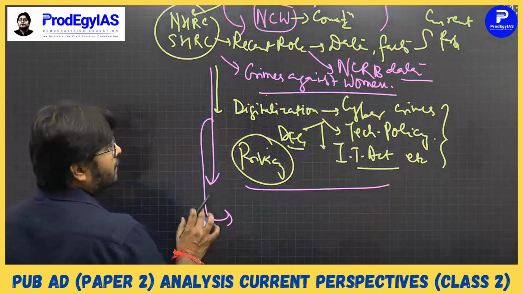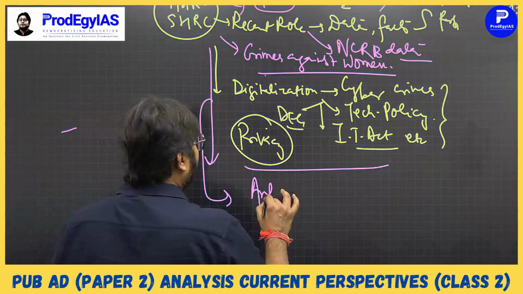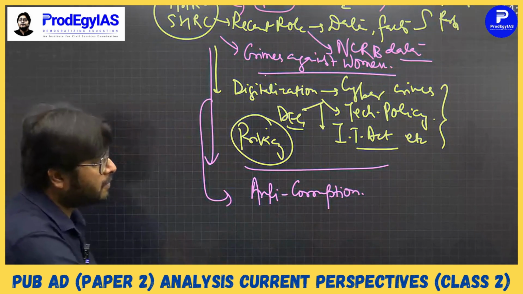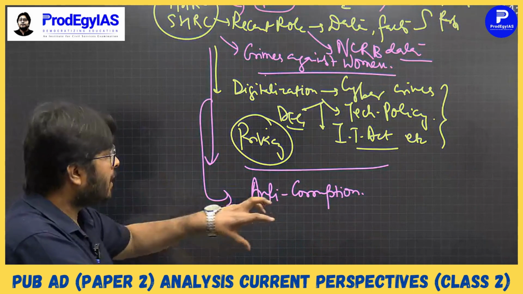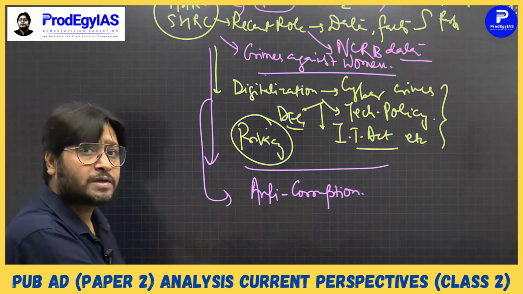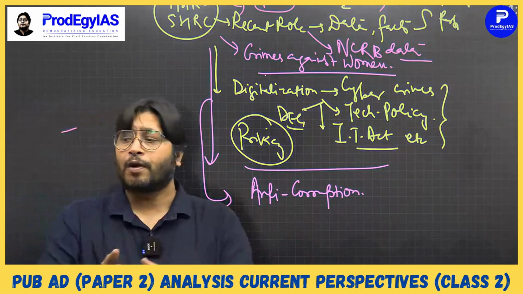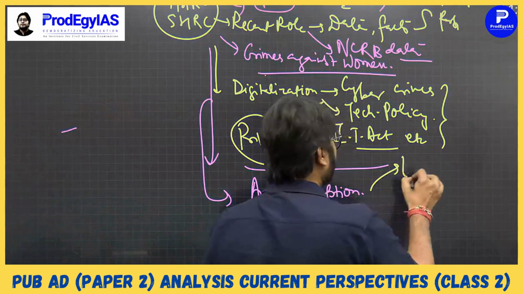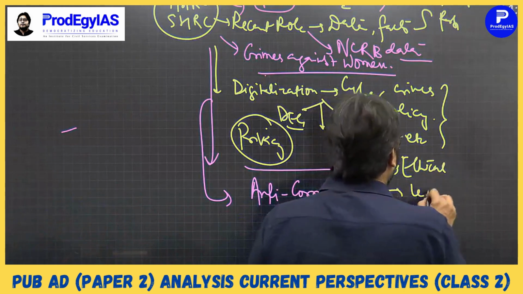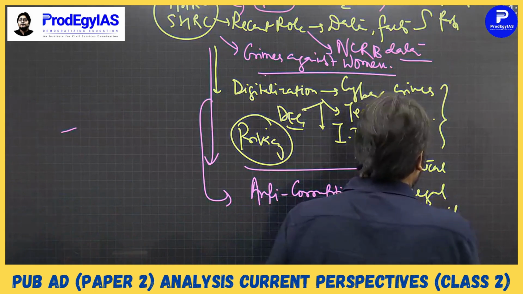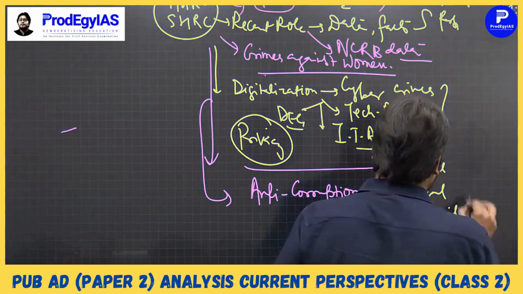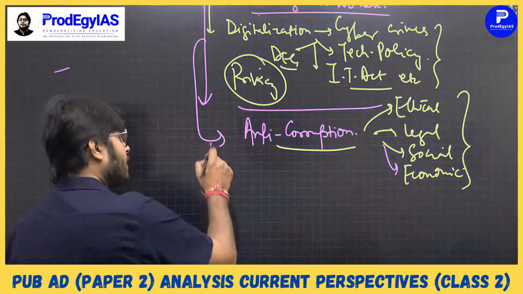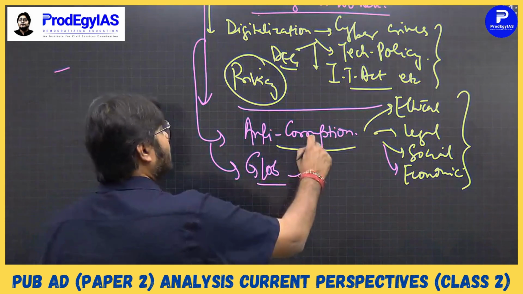Then, obviously, like we said, reforms related to anti-corruption. Issues of corruption, anti-corruption. Again, a lot of reforms have been initiated here. How to redefine corruption, how to deal with corruption as an important issue. Is corruption a legal problem? Is corruption a social problem? Is corruption an ethical issue? So a lot of dimensions can be explored here: ethical, legal, social, economic. So how to enforce ethics in governance, how to deal with this, and how, in the era of globalization, we are prone to corruption.